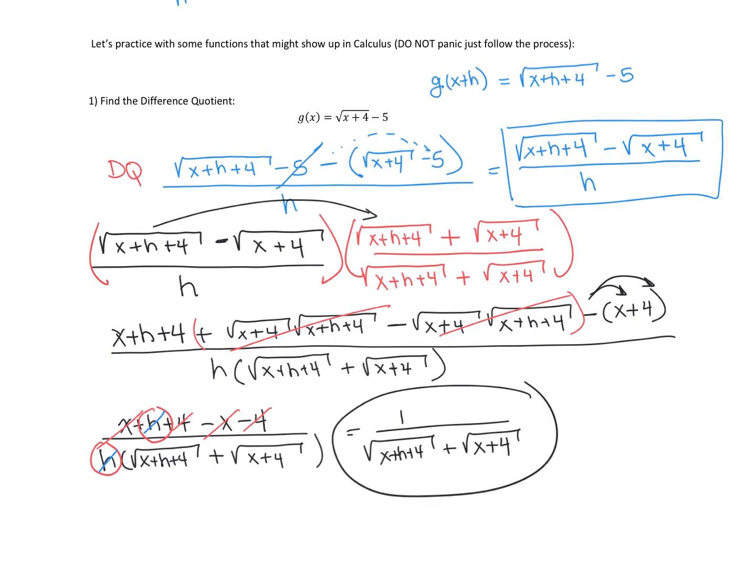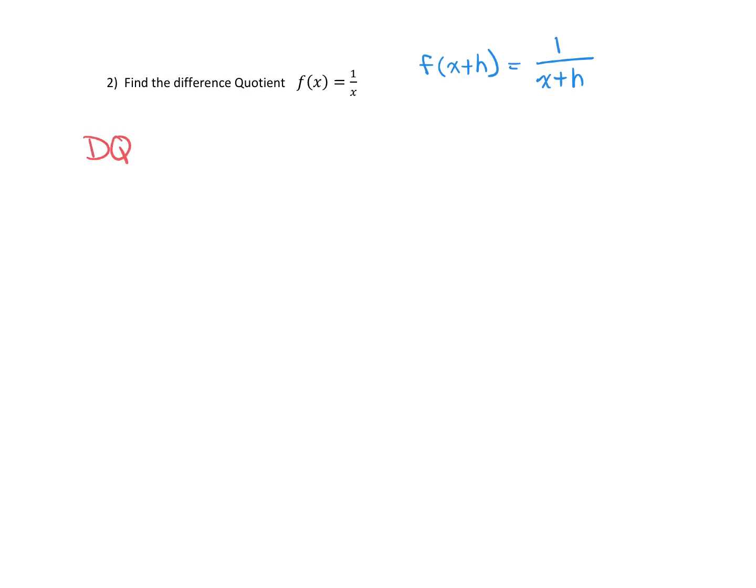Okay, let's take a look at one more example. In this example, we have a rational function. So we've got the function 1 over x. So just like before, I'm going to start by finding the function value at x plus h: 1 over x plus h. And then when I put it into my difference quotient, I'm going to have 1 over x plus h, that's f of x plus h, minus f of x, which is 1 over x, all over h.